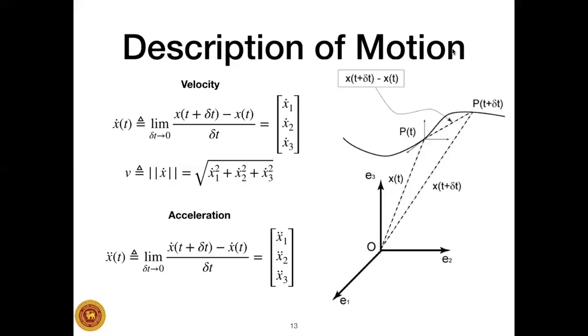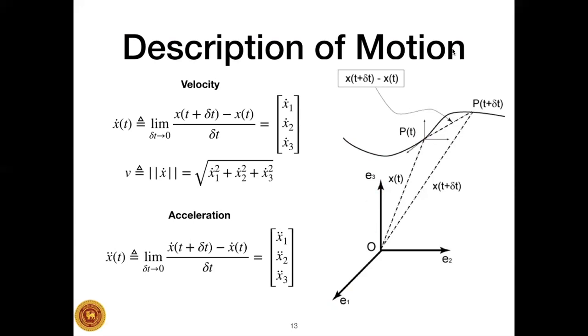Now, notice that the representation of the point P at time t, given by x of t, explicitly depends on the frame. So if you change the origin or the orientation, these 3 numbers will change. And similarly, the velocity will also change. So the velocity and the position representation of the point particle explicitly depend on the frame.